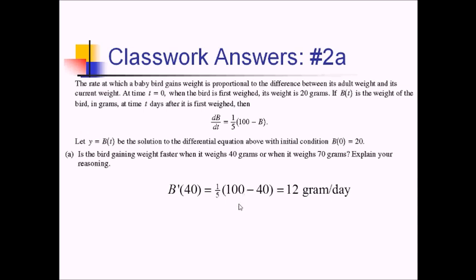And then we'll also do b prime of 70. That's 1/5 times 100 minus 70. So 1/5 of 30, which is 6 grams per day. So based off this, we can conclude the bird is gaining weight faster when it's the smaller weight of 40 grams.